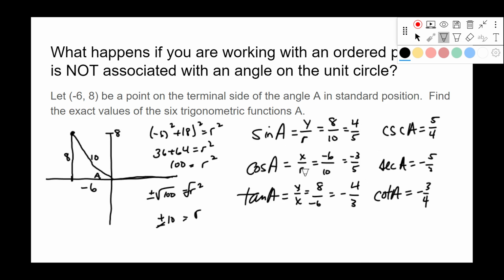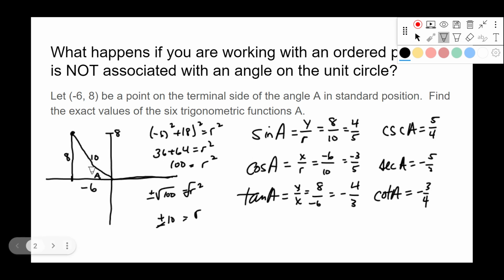That's it. So if you're working with an ordered pair not associated with an angle on the unit circle, you are going to make a triangle on your own. And then we can use the same definitions that we just used. It's just that the radius is not 1 anymore.